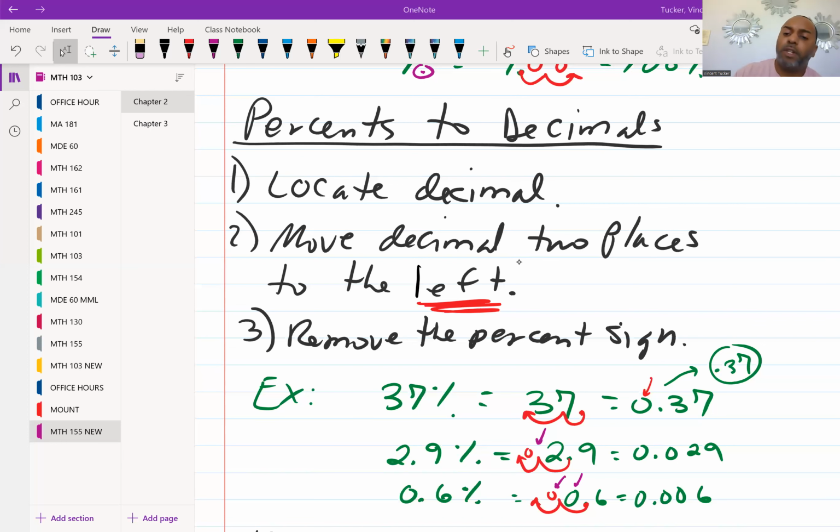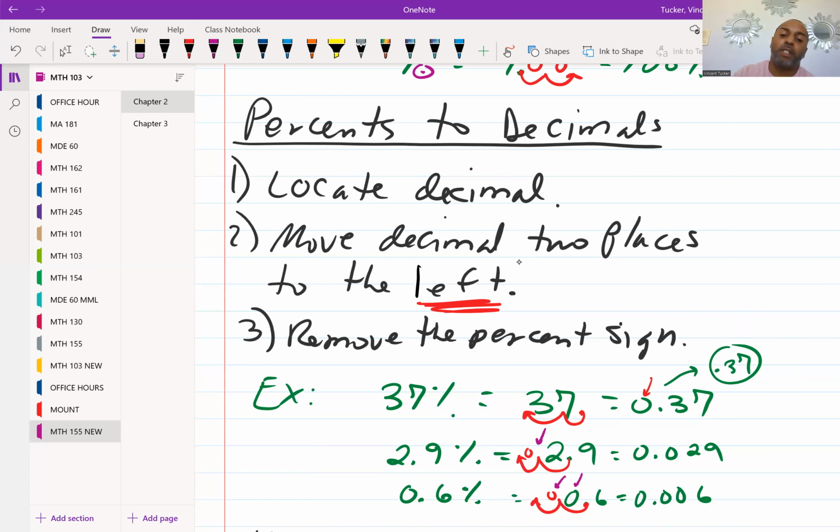Someone had asked about the zero to the left of the decimal. It's not necessary, you don't necessarily have to have it. So .37 and 0.37 are the same thing. Somebody asked about it, so that's where that came from.